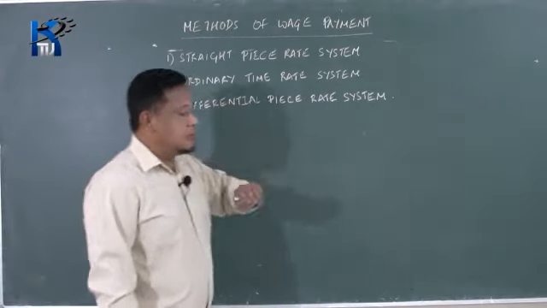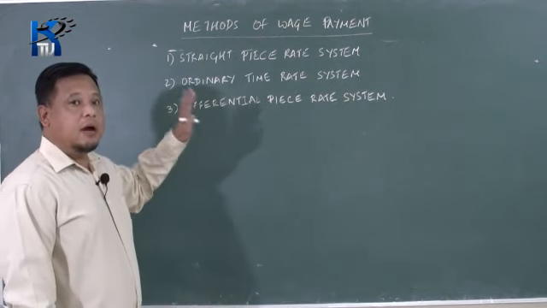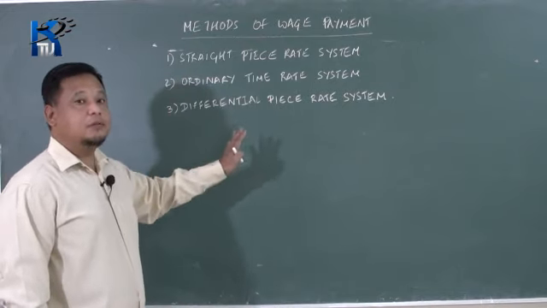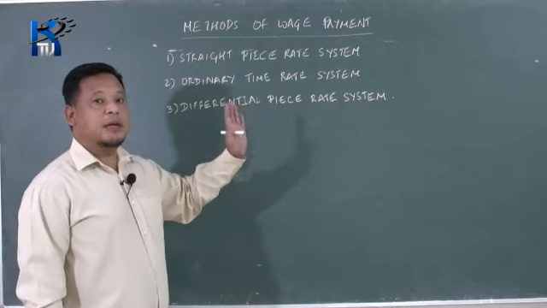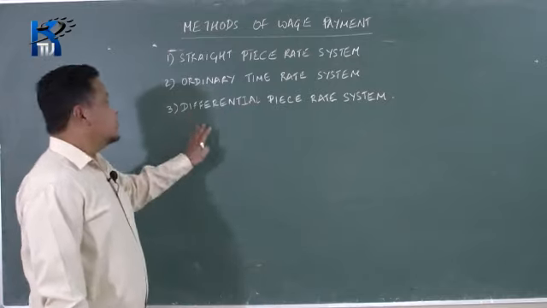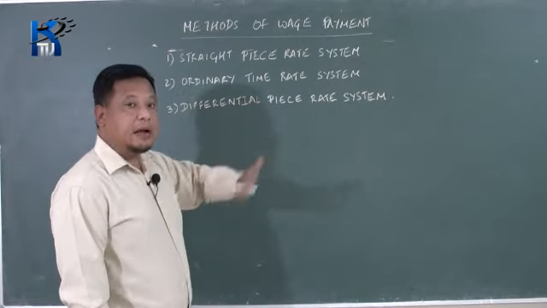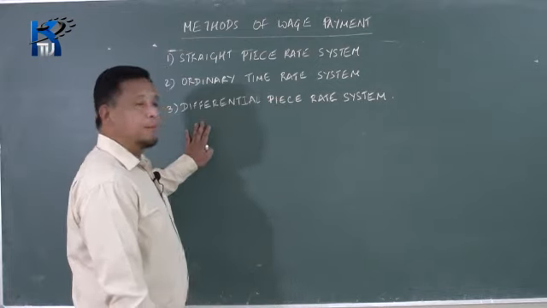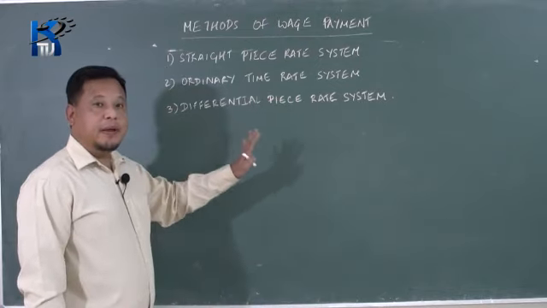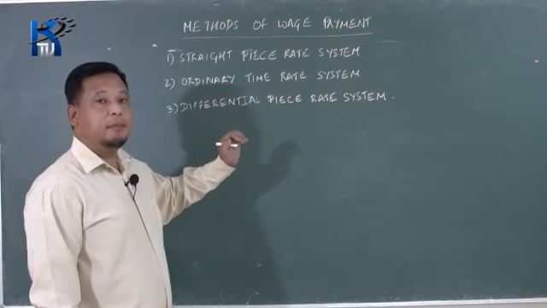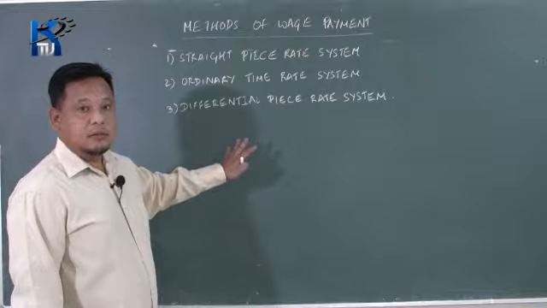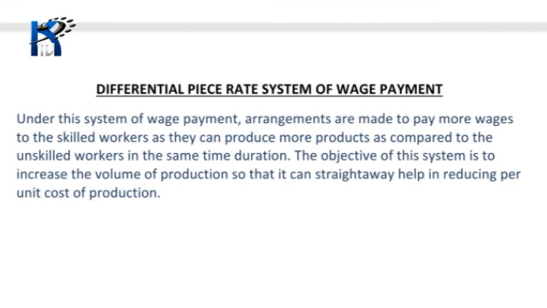Under differential piece rate system, there will be different piece rates for efficient workers as well as inefficient workers. It means that efficient workers will be paid at a higher piece rate, but the inefficient workers will be paid at a rate lesser than those paid to the efficient workers. So differential piece rate system is a system of wage payment where arrangements are made to pay more wages to the skilled workers as they can produce more products as compared to the unskilled workers in the same time duration.